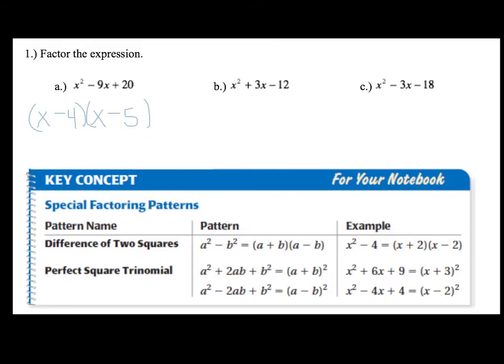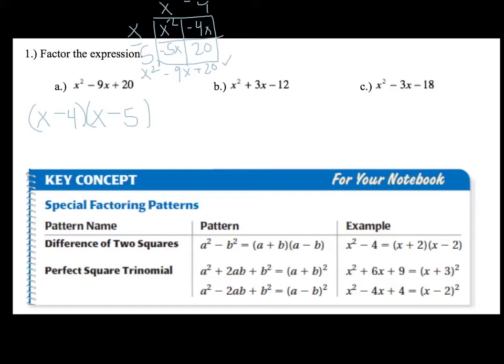And we do a quick check to make sure we have the correct factorization. So we take x minus 4 and multiply it by x minus 5. We get x squared minus 4x minus 5x plus 20. So altogether x squared minus 9x plus 20. It checks with the original, so we know we have the correct factorization.